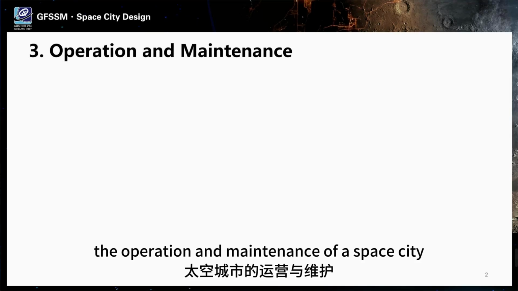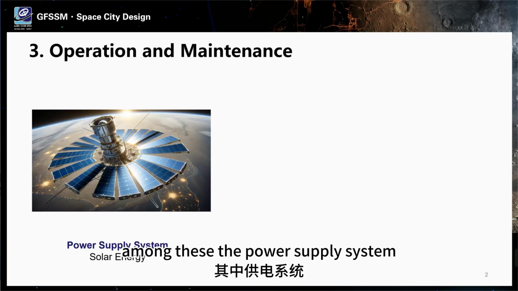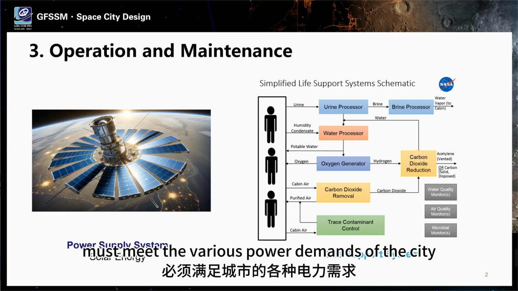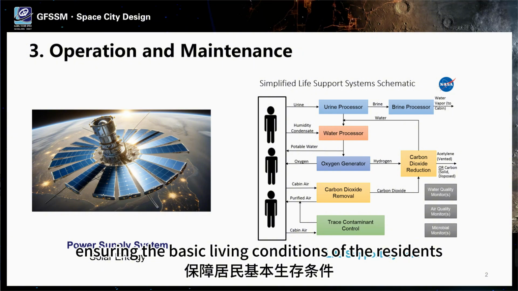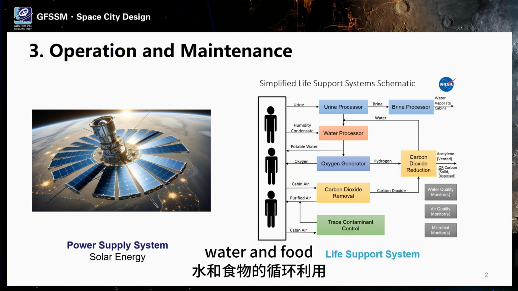The operation and maintenance of a space city involve many complex systems. Among these, the power supply system and the life support system are particularly important. The power supply system must meet the various power demands of the city, while the life support system is responsible for ensuring the basic living conditions of the residents, including the recycling and use of air, water, and food.